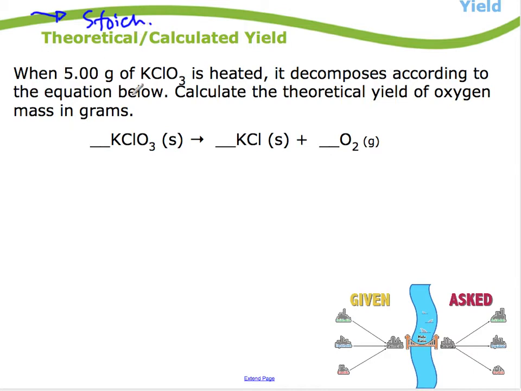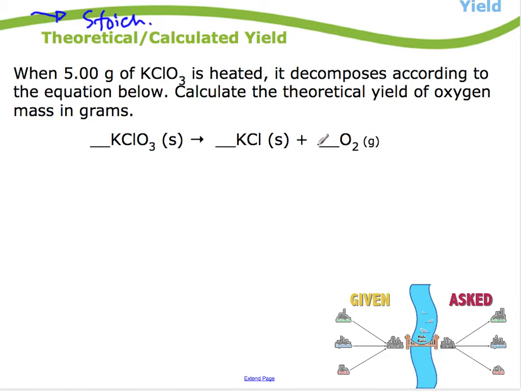So for example, let's do this question here. We'll do it with the stoich like we've always done with our river, and the answer that we get at the end will be a theoretical answer. Okay, 5 grams of KClO3 is heated and decomposes according to this equation. Calculate the theoretical yield of oxygen mass in grams.